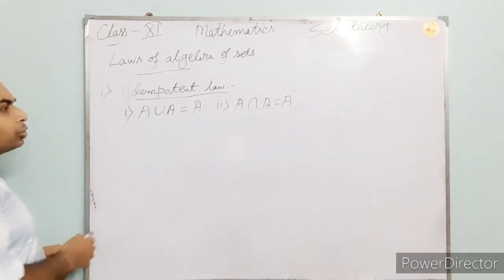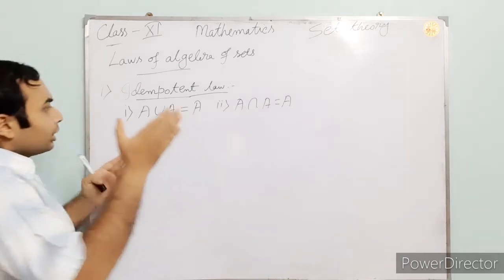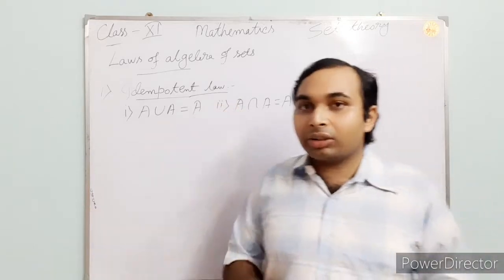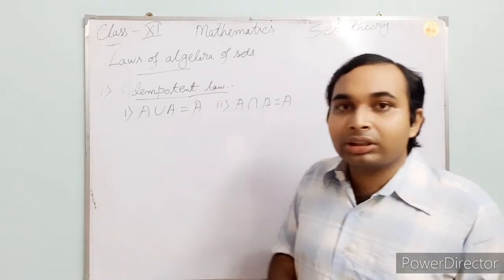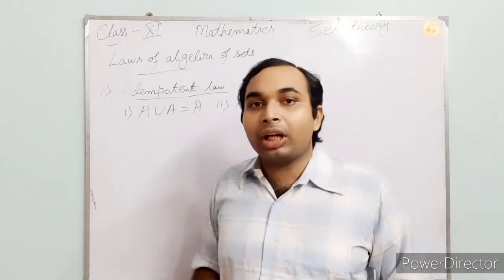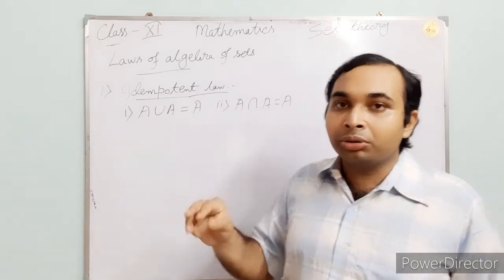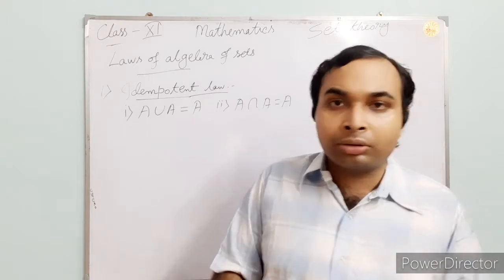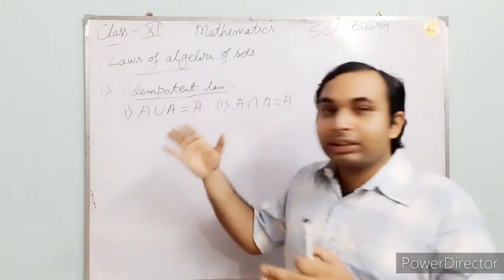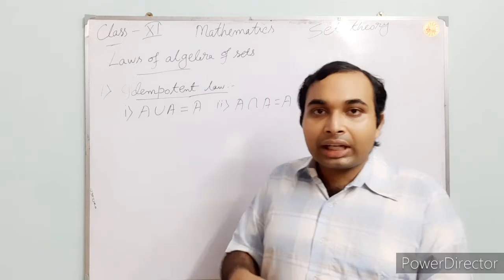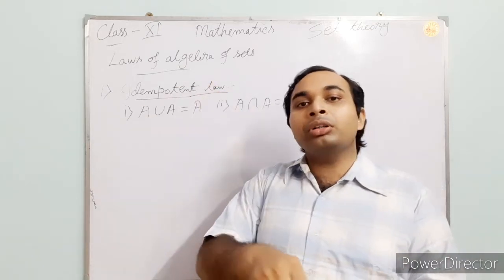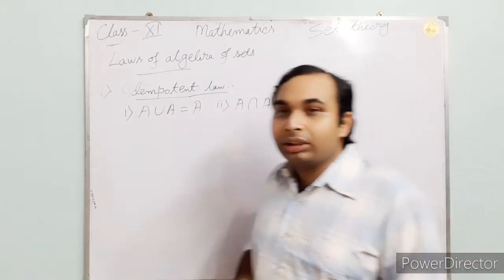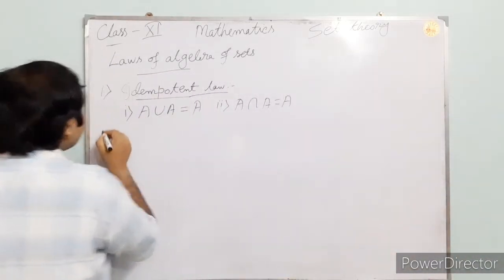This is a very useful and also very easy law. If you take the union of a set with that set only, you will get only that set, because in a set you cannot repeat the terms. So if the elements are 1, 2, then 1, 2 union 1, 2 means 1, 2 only. And intersection means the common parts, so the elements common with that set will be that set only. So obviously A union A equals A and A intersection A equals A. This is a very easy rule.